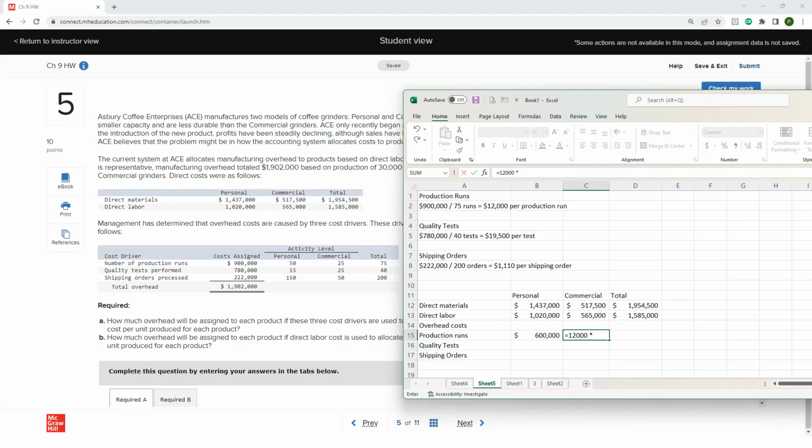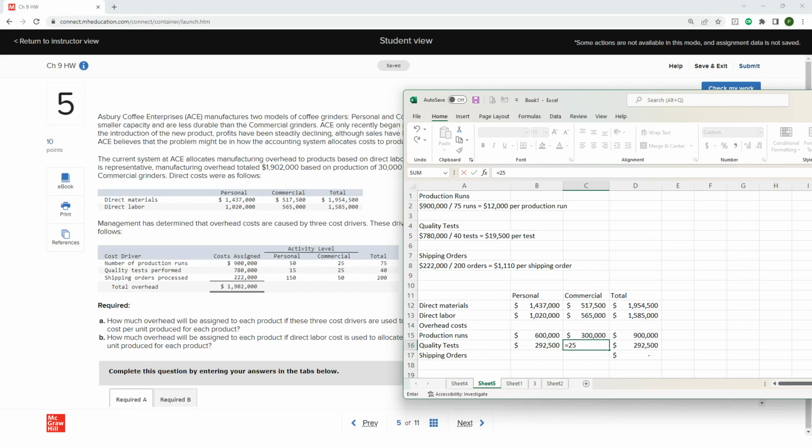And then we add those two numbers up to make sure that we did it right. The total is 900,000, and that's the amount of cost for the production runs given to us in the fact pattern, so that's correct. For quality tests, we calculated that it was going to be $19,500 per test. Personal line had 15 tests. That gives us $292,500. The commercial line had 25 tests. So that gives us $487,500.